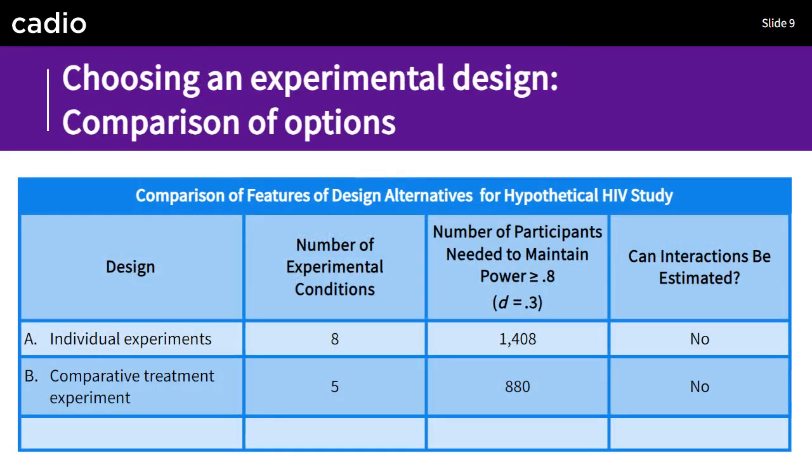The comparative treatment experiment would require 5 experimental conditions in our example. To achieve a power of at least 0.8, you would need 880 participants. This is a considerable savings over the individual experiments approach. You still cannot estimate interactions between components, though.